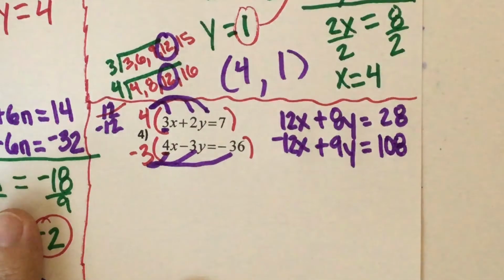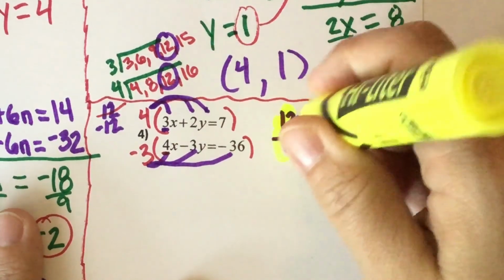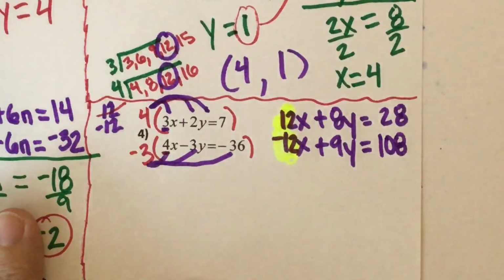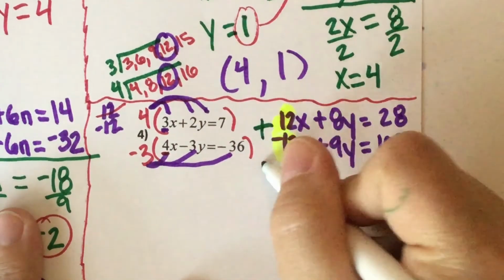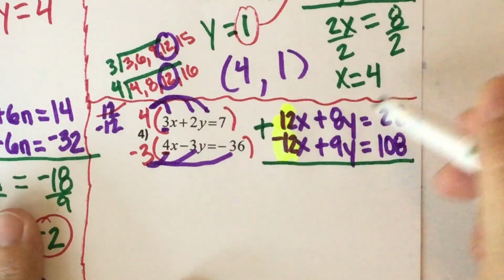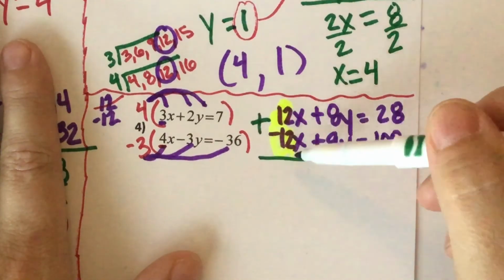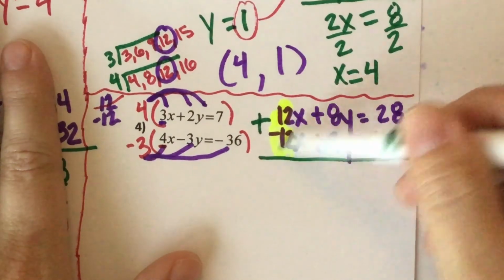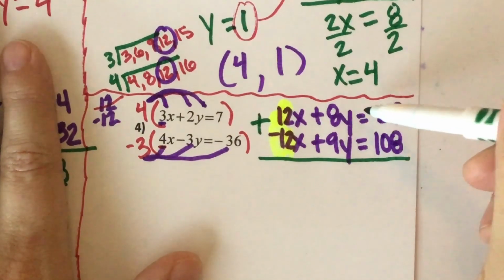Now look, is it elimination ready? Yes, the x's have same number, opposite signs. So we did what we were supposed to do. Yay, us! Put your addition sign and add, add, add. So if you add 12x plus negative 12x, you get 0. Shoop! Eliminated. That's why this is called elimination, yo.